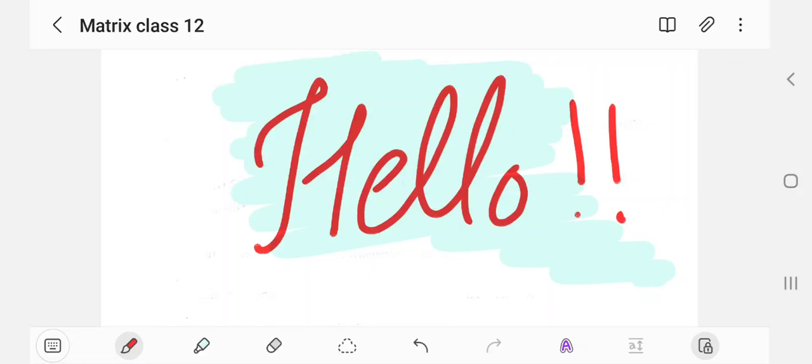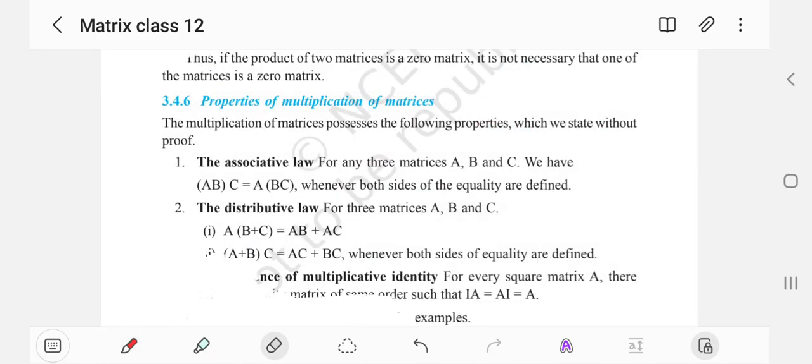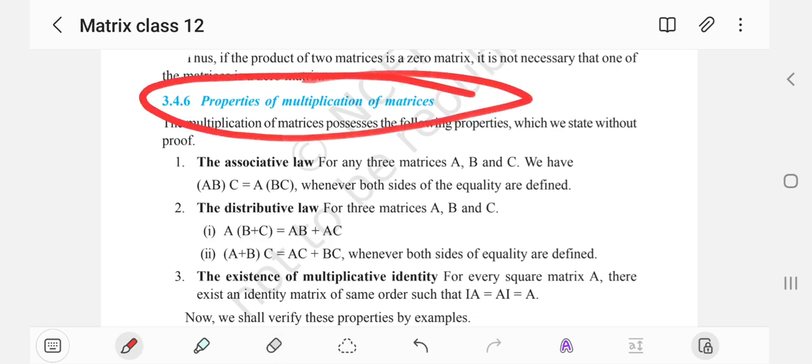Welcome to the matrix lecture series. In the last lecture, we saw how we do the matrix multiplication. Today, we are going to discuss the properties of matrix multiplication. So let us begin with today's discussion. Here is the topic of our discussion, the properties of matrix multiplication.